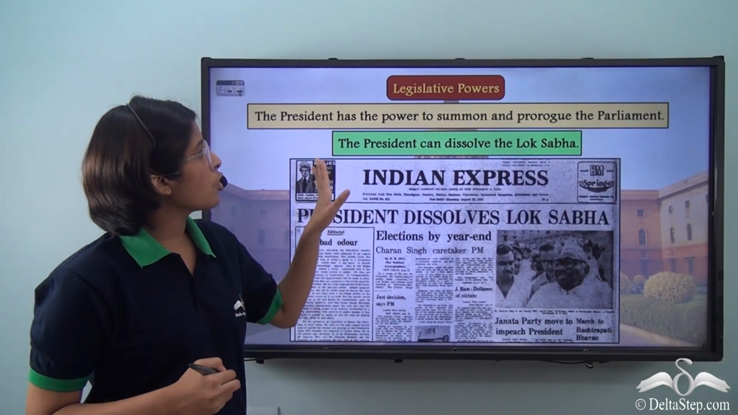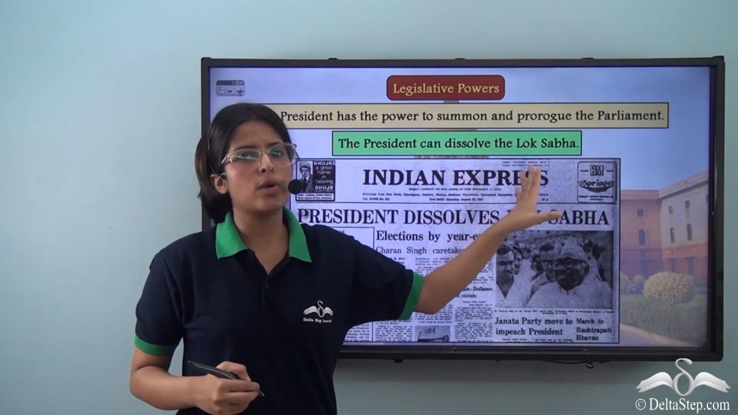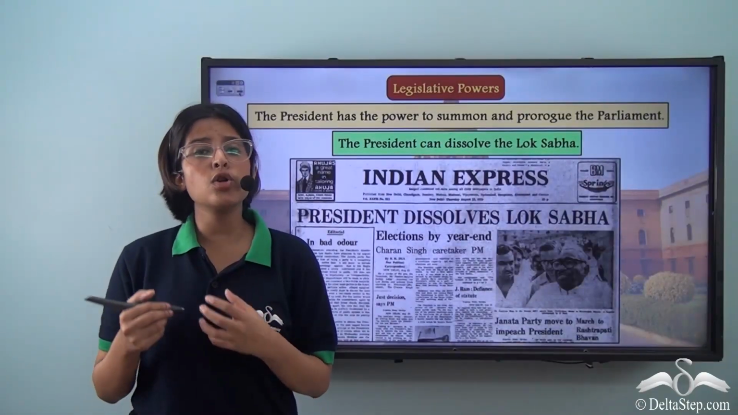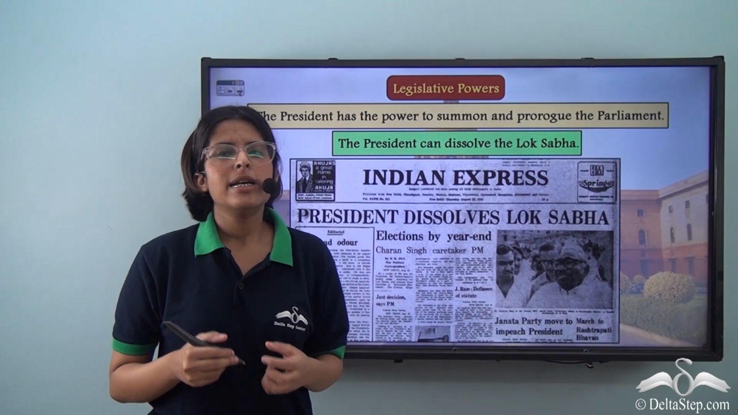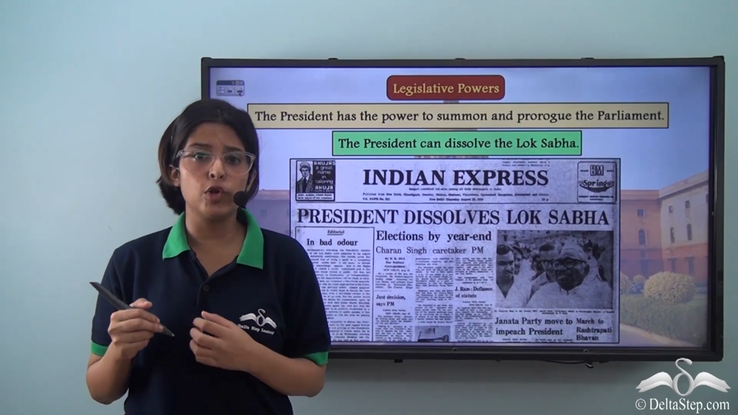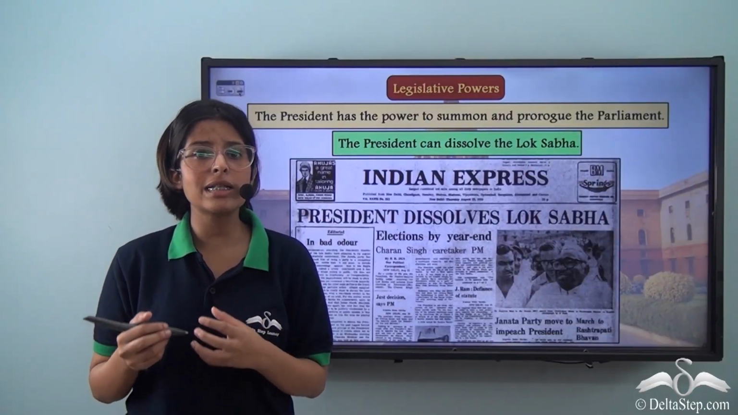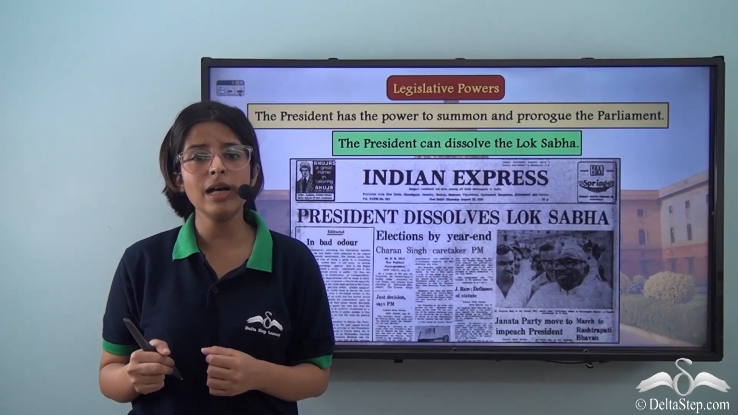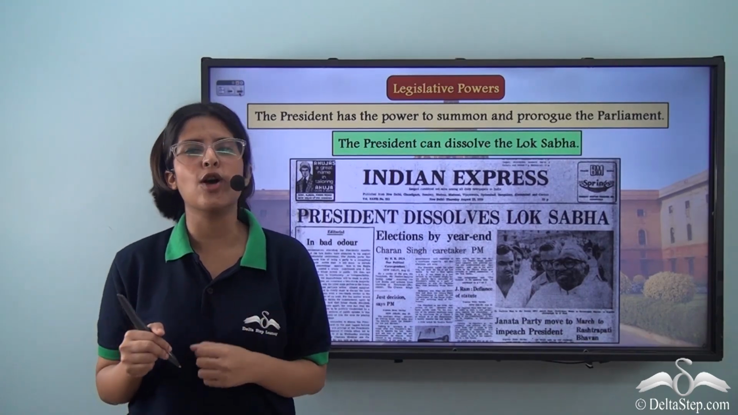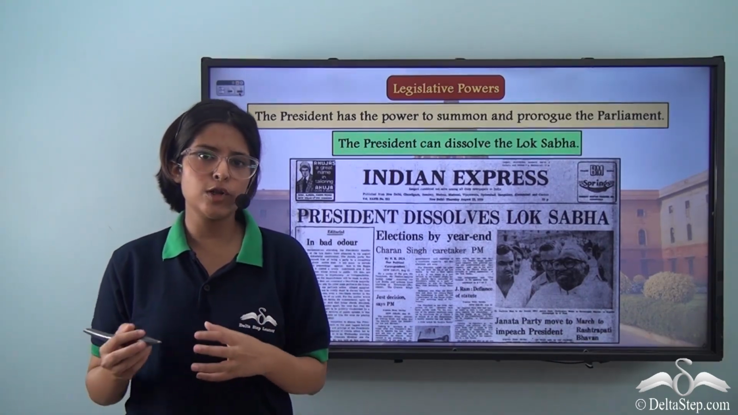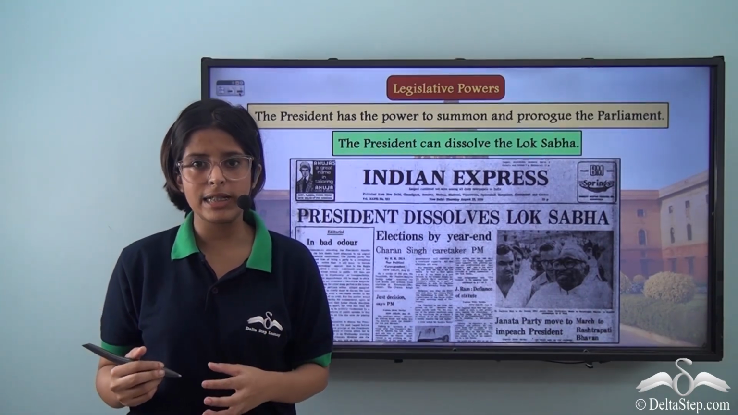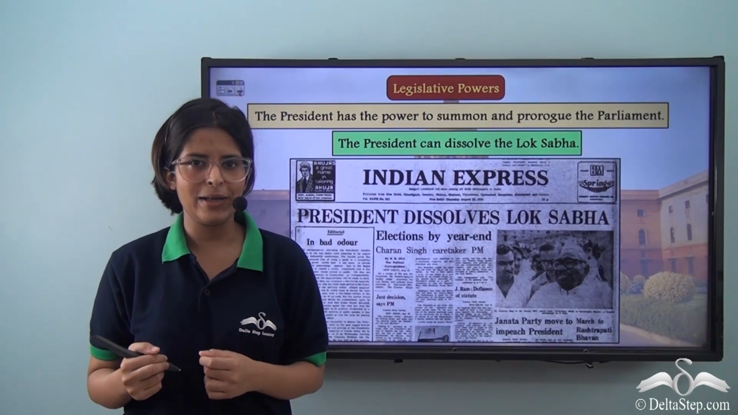Other than this, the president can dissolve the Lok Sabha. But of course, he cannot do this at his own will. It is only when the tenure of the Lok Sabha has ended or when the ruling party has lost the majority support of the Lok Sabha that the president can dissolve the Lok Sabha. After the Lok Sabha has been dissolved by the president, new elections are held.